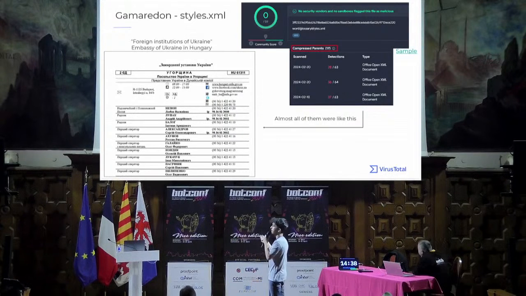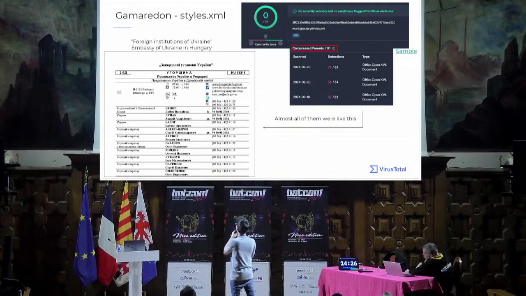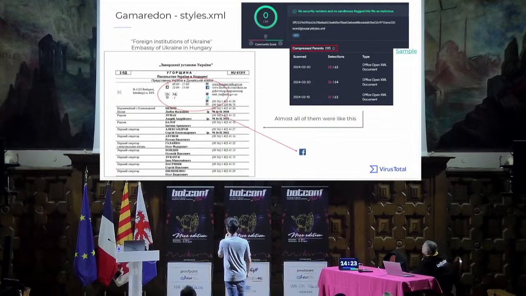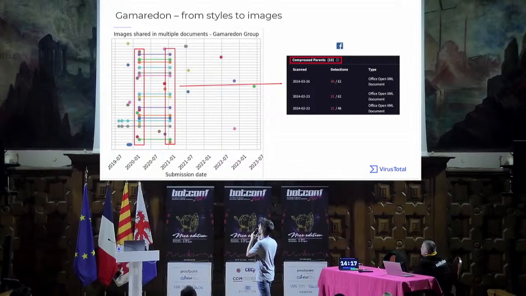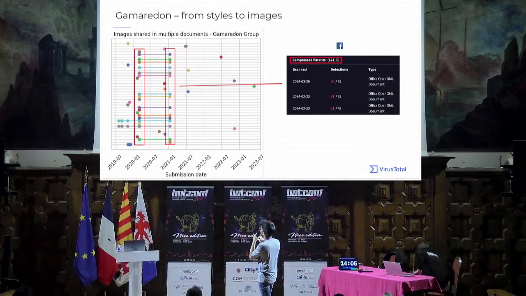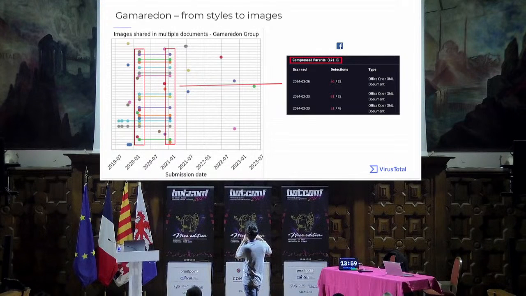Something interesting from these files that helped me to do another kind of pivoting was all the images that you are seeing here. All these icons are images that were also embedded within the Word document. Taking, for example, the Facebook image, we can get another pattern that we observe, in this case for Gamaredon, in relation to the images. As you can see, all these different documents were uploaded at the same time using different images. Remember that each color is a different image that we found used by Gamaredon in this case. All of them were related to the same kind of document of the Embassy of Ukraine in Hungary.